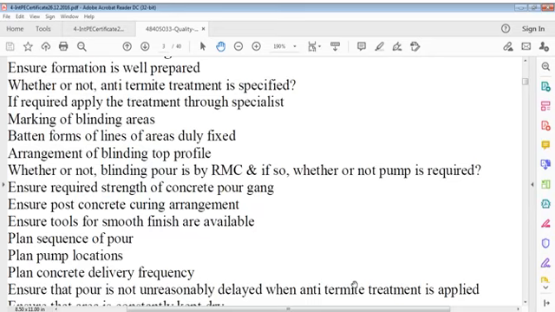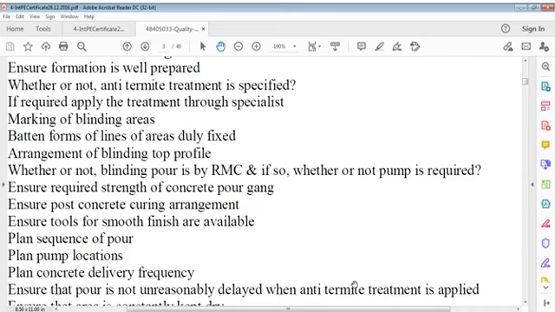We can do fast binding concrete, instead of by tamper or by manual methods. If you have a pump, you can do it fast. Of course, it should be low slump concrete, not very high slump, to make sure that pumping is not difficult. Ensure required strength of concrete pour gang, meaning whatever gang or crew you have.